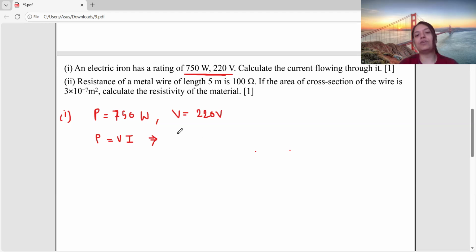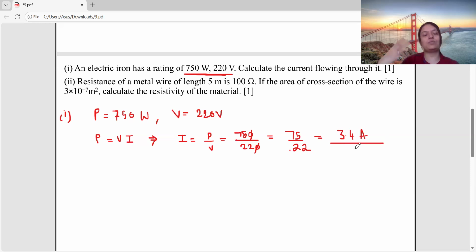Okay, so you have to find current. So I is equal to P by V. Now we can substitute 750 divided by 220. So you can do the cancellation, 75 by 22. If you do the cancellation, you will get the answer approximately 3.4 ampere. Or you can take 3.409 like that. Minimum, you can take 2 places of decimal. That will be better.